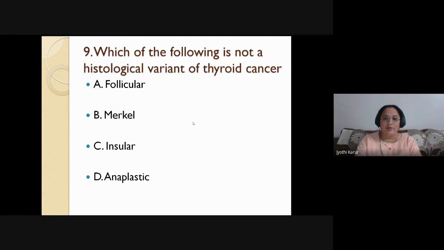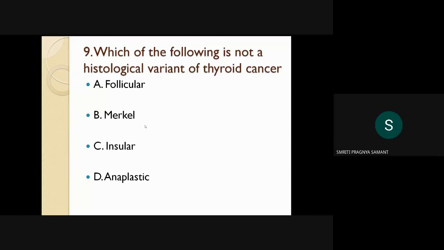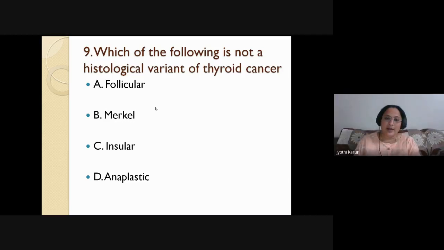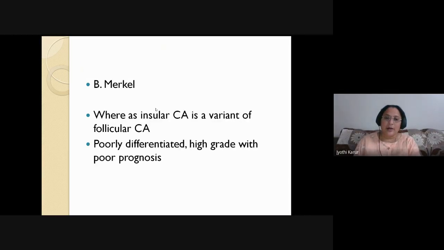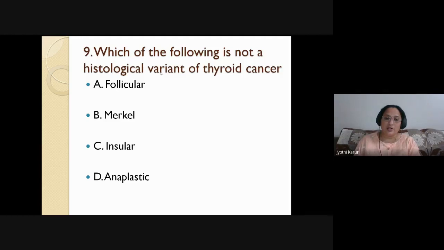Follicular variant, you have heard about it. Anaplastic, yes, that is a histological variant. So you are stuck between Merkel and insular pattern. Which one to rule out? Any guess? Suppose there is no negative mark, which one are you going to put? Merkel. Okay, let's see the answer. Merkel. So it is not a histological variant.